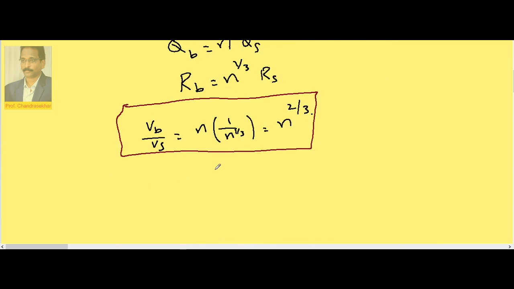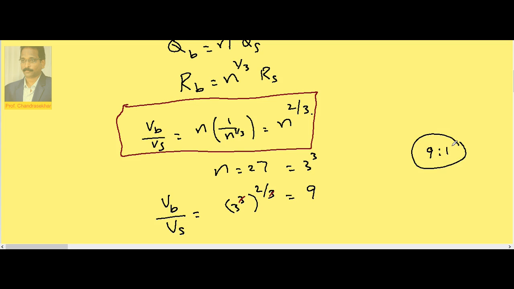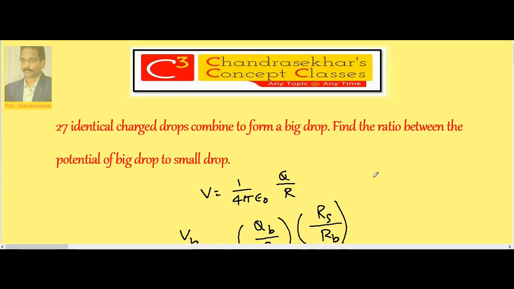So put n equal to 27 or 3 cube. Potential on the big drop by potential of the small drop is 3 cube whole to the power of 2 by 3. So this 3 and this power 3 get cancelled. Remaining is 3 square, which is nothing but 9. Therefore the answer is 9 is to 1. The potential on the big drop to potential on one small drop is 9 is to 1.